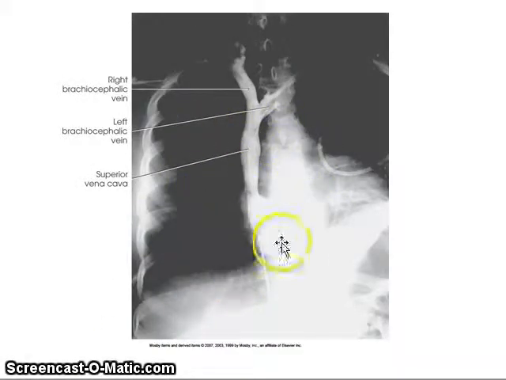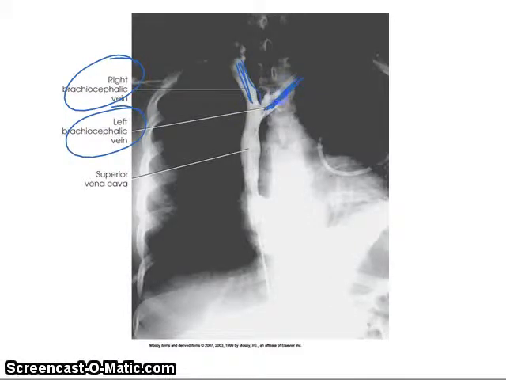Here is a vena cavagram. So here we're seeing a right brachiocephalic vein and a left brachiocephalic vein. And again, that's important to know because there is a left brachiocephalic vein that does exist, but there is not a left brachiocephalic artery. A lot of times the arteries and veins run side by side and they're the same, but this is one instance where there is not. There is a left brachiocephalic vein, but there is not a left brachiocephalic artery.